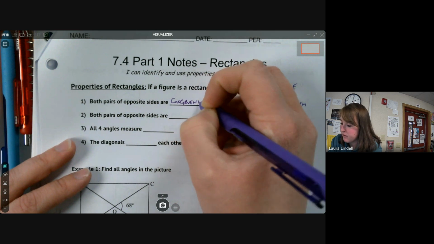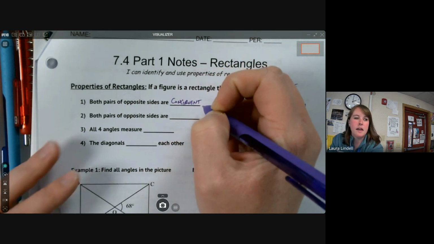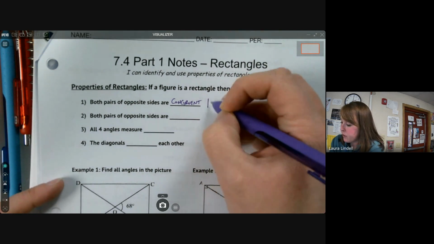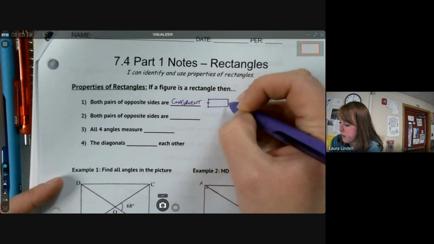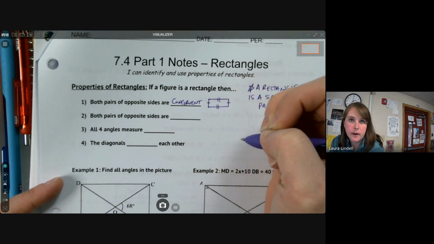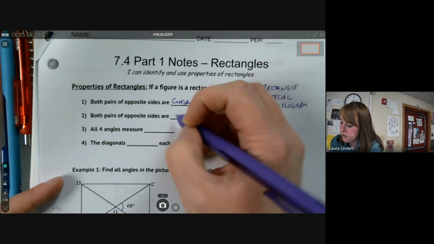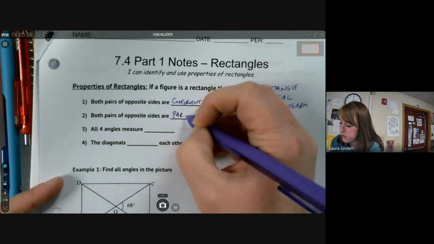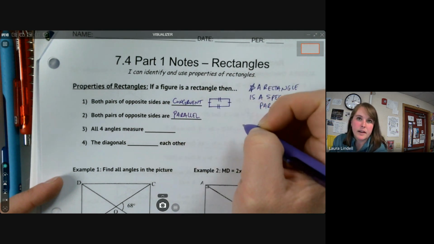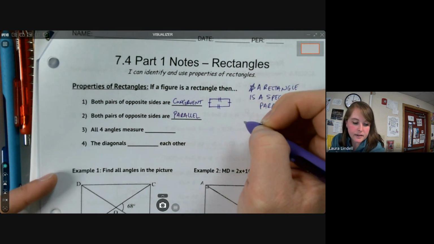and parallel, but that's going to become a little bit less emphasized on rectangles. But if we want to draw a quick picture of that, we know that the opposite sides are the same length, just like that. Okay. We also know both pairs of opposite sides are, like I said before, parallel. Again, a little bit less emphasized with rectangles because the next thing is more important.